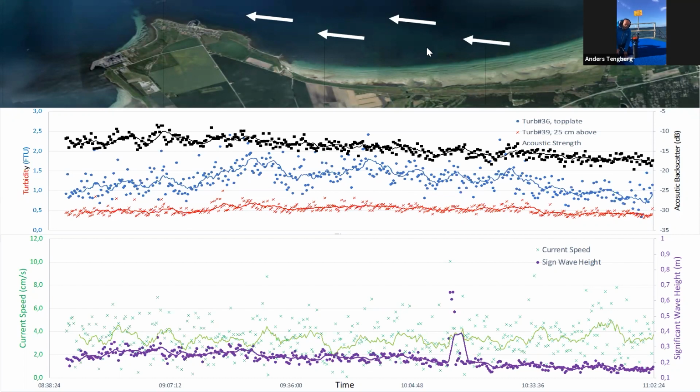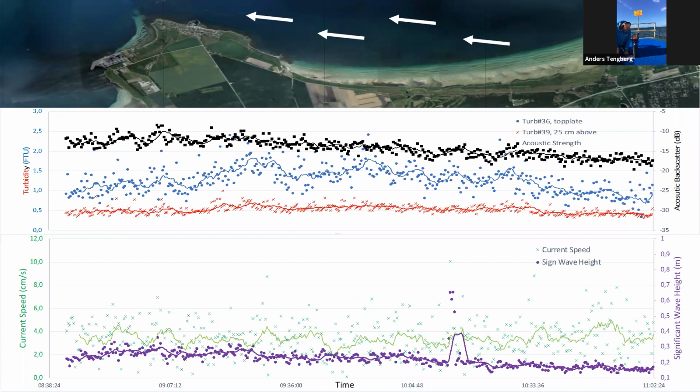If you then look at the lower graph, you can see in green, that's the current speed. And again, you see it's quite irregular, and at the time when these measurements were done, the speed was quite low. It's typically below 10 centimeters per second, and on average, maybe 3-4 centimeters per second. And you can see also, it's quite variable, and that's typically what you get here. But if you look at the transport, you will see how it goes along the coast.